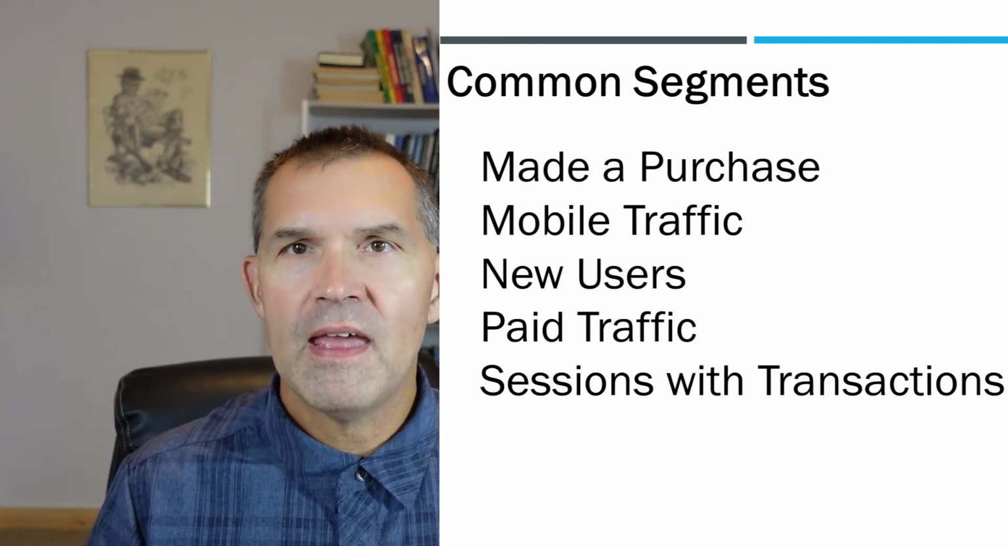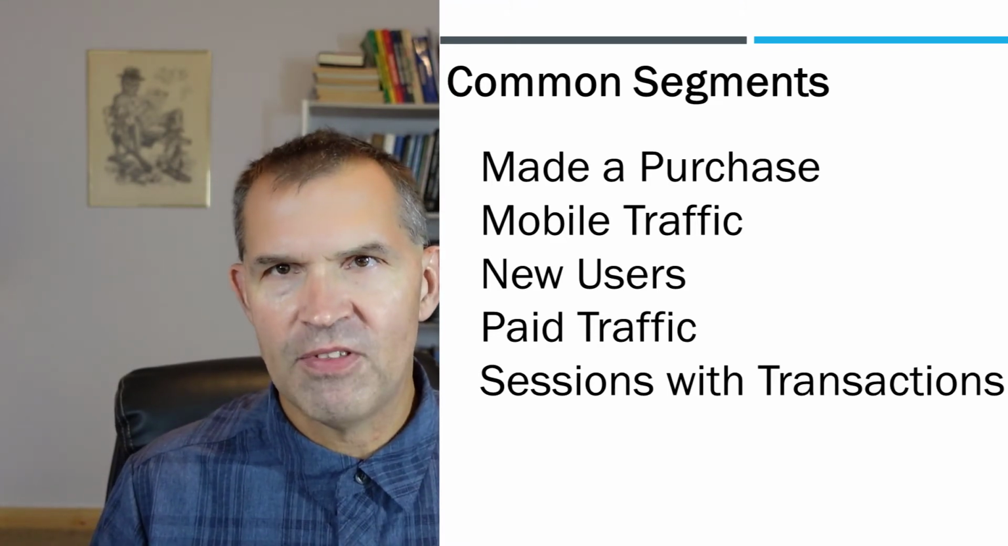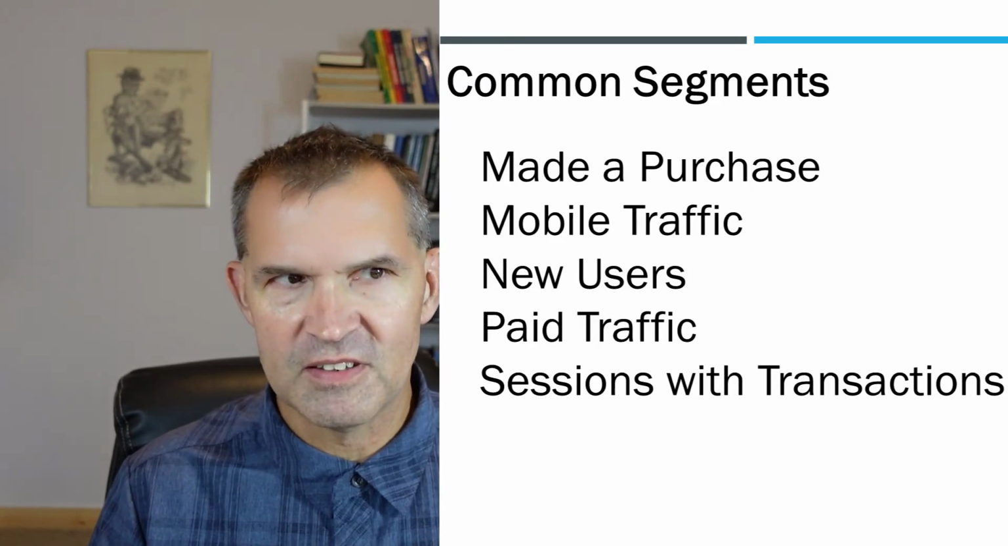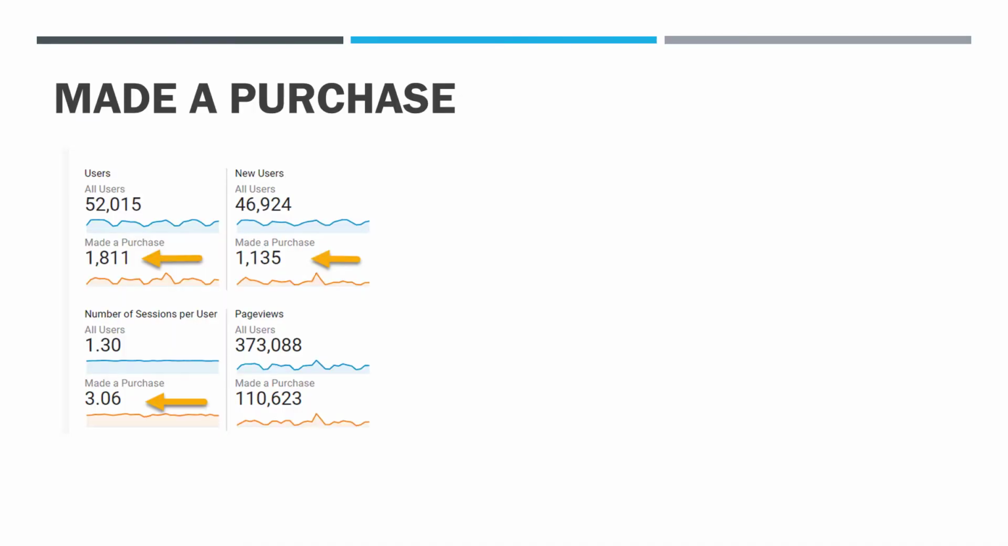Once you choose that, if they make a purchase in this example, you look at the arrows and it shows you the users and then the users who made a purchase, or the new users who made a purchase. And in this example, look at the people who made a purchase: on average they viewed 3.06 pages versus people who did not make a purchase. They viewed just one page.